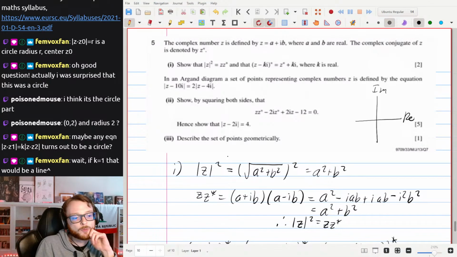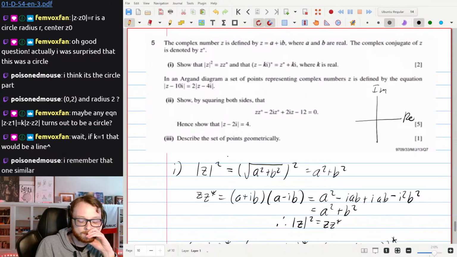k equals 1 would be a line? Would it? If I'm working on the imaginary axis, there should be 2 points on the imaginary axis that satisfy this equality.